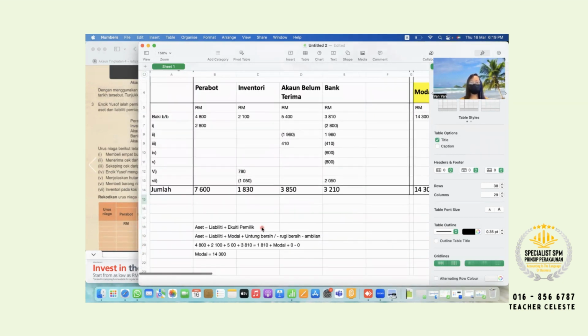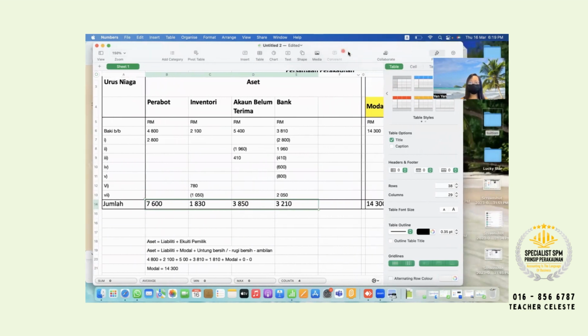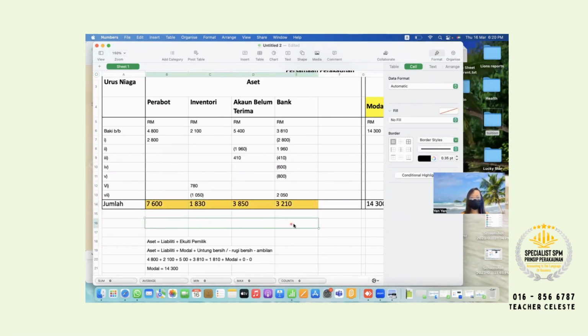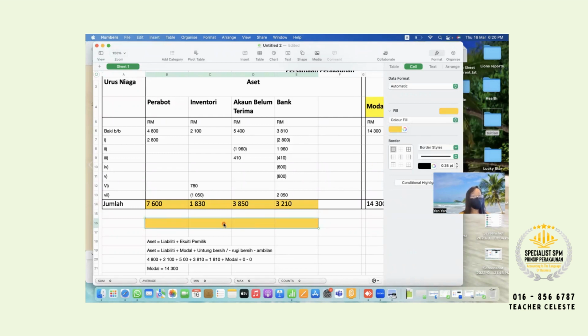Okay, next continue. You see, asset, you double checking. Asset equals to liability plus equity formula. So you total up this four figure. You total up 1, 2, 3, 4, this 4 figure. How much equals? Wait me a while. 16.